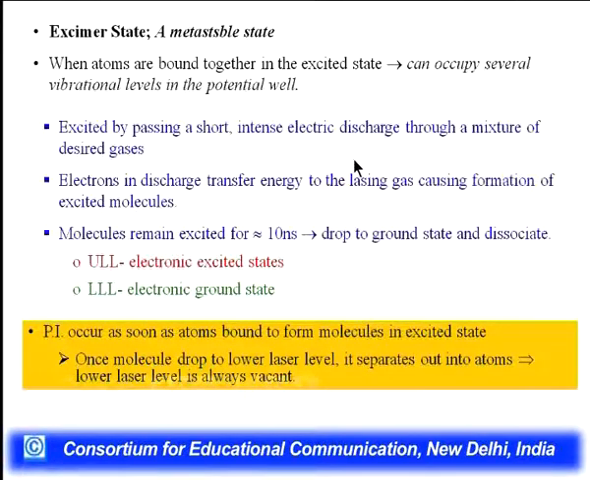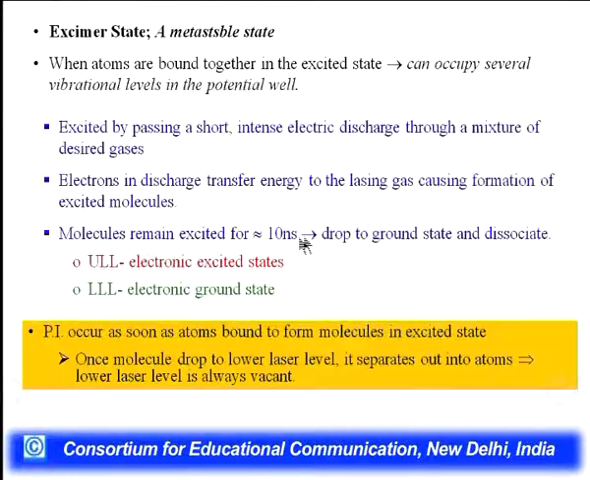It means we are using the electric discharge for the pumping. Electrons in the discharge transfer energy to the lasing gas, causing the formation of excited molecules. Because of the discharge, we are getting the excited molecules at the excited level. Molecules remain excited for 10 nanoseconds. It means this is a metastable state, and molecules will be excited for this much time, 10 nanoseconds, and then drop to the ground state and dissociate.